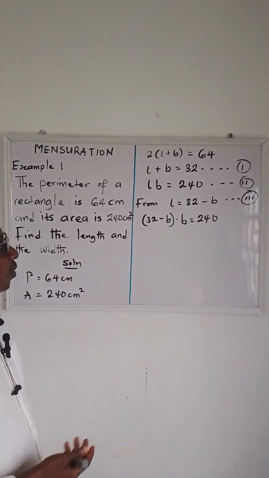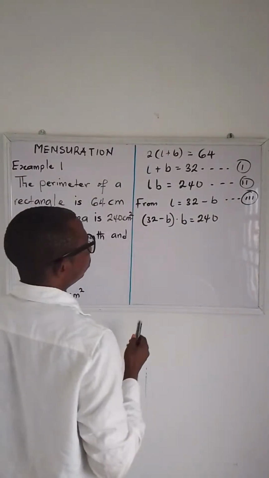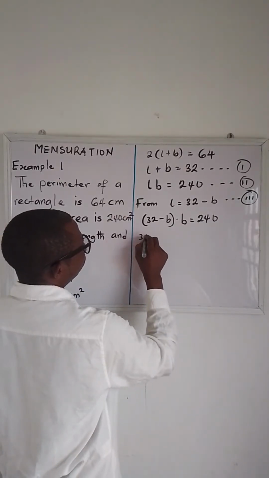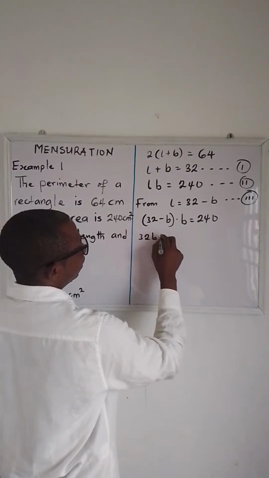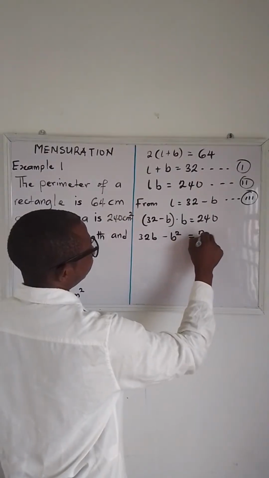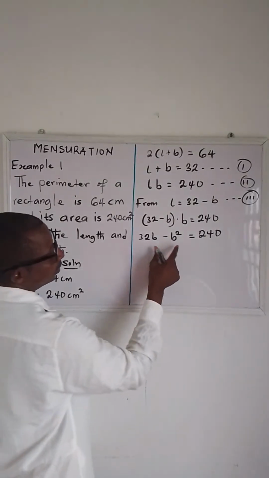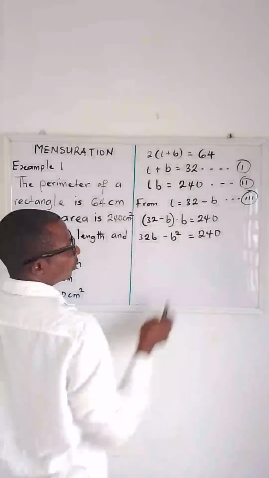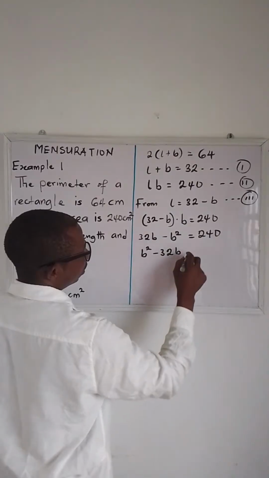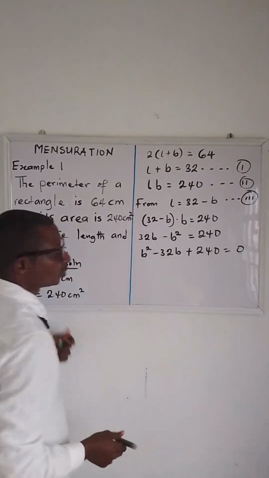All right. So now what's the next thing to do? The next thing to do is to open the bracket here. So let's do that. Now b times 32, we have 32b. Now b times b, we have negative b squared. Okay, equals 240. All right. So now let us rearrange this. Let's move these two terms to this side. So we have b squared minus 32b plus 240 equals 0.